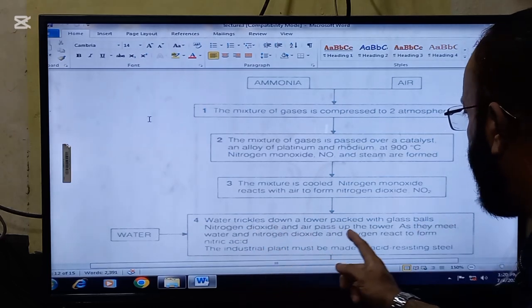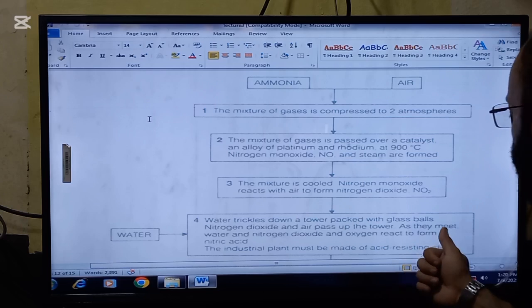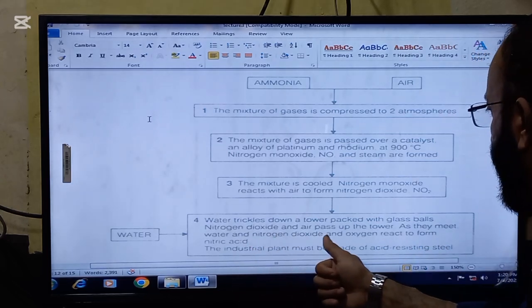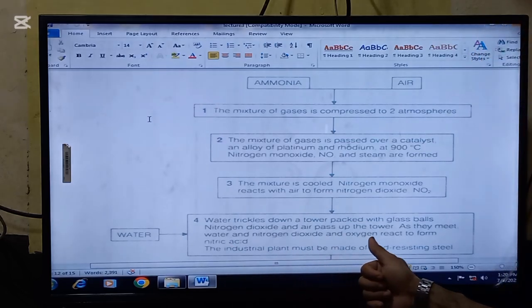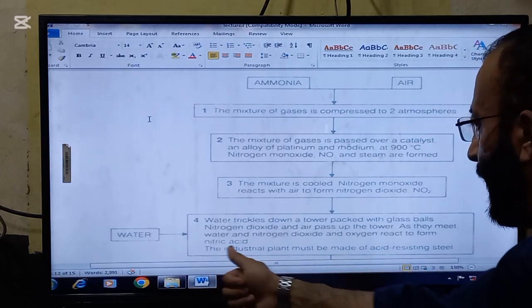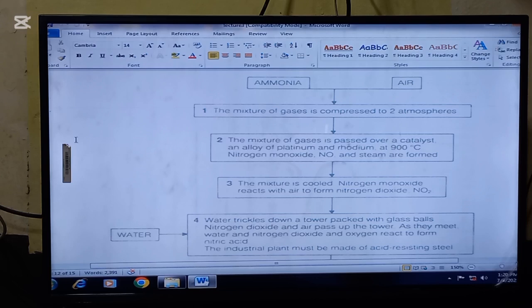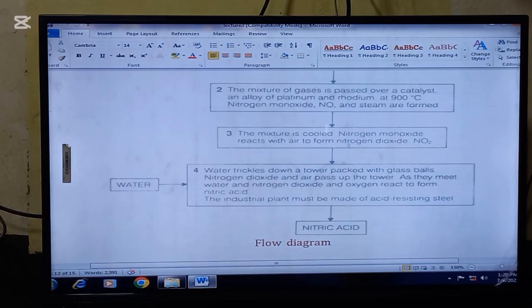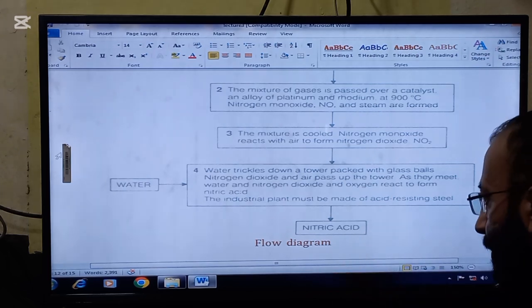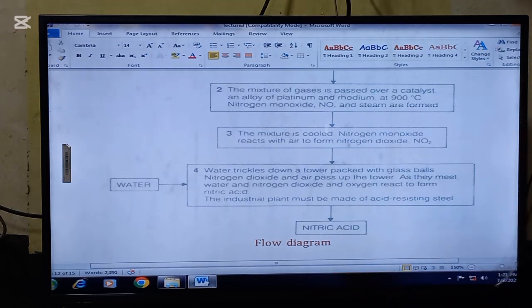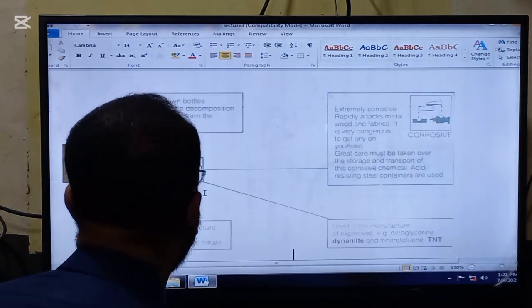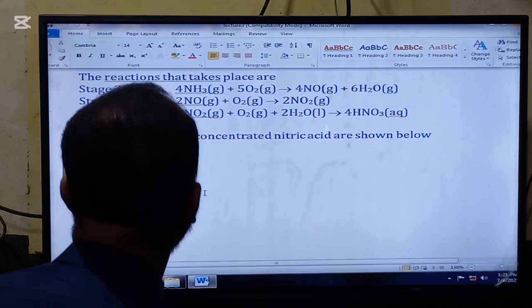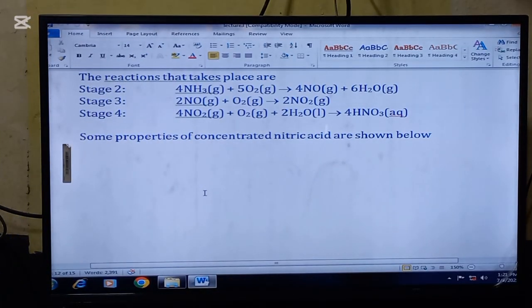Water trickles down a tower packed with glass balls. Nitrogen dioxide and air pass up the tower. As they meet, water, nitrogen dioxide and oxygen react to form nitric acid. The industrial plant must be made of acid-resisting steel. So nitric acid will be made. And here are the stages.